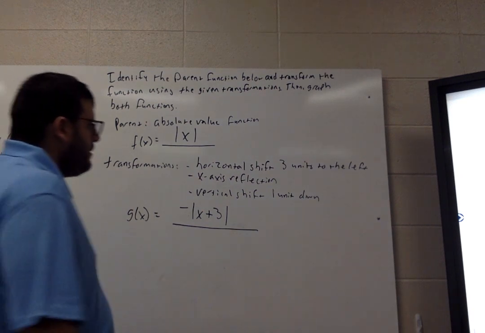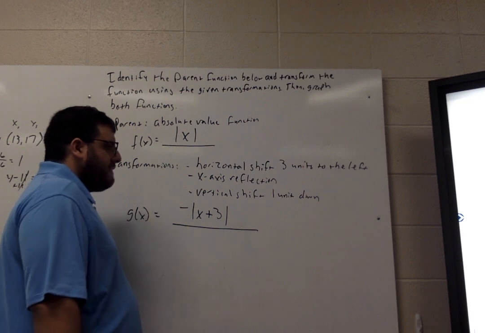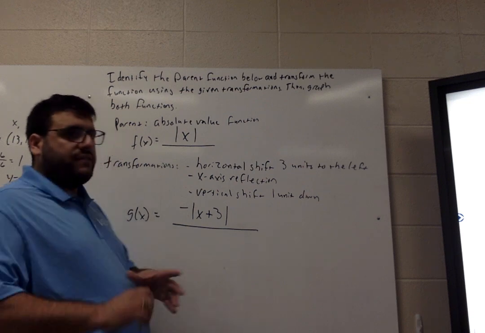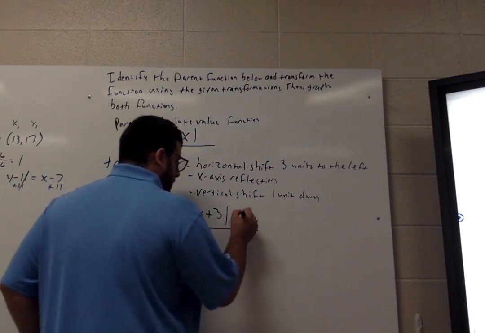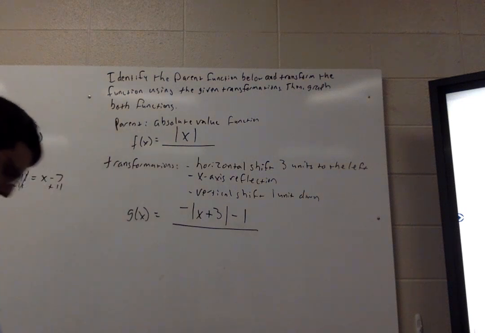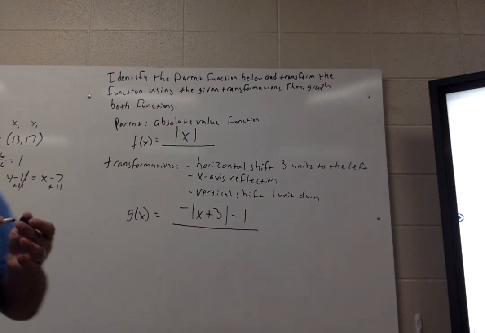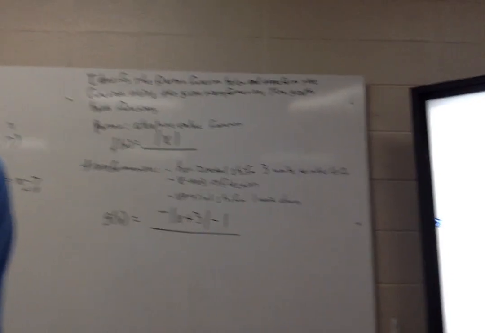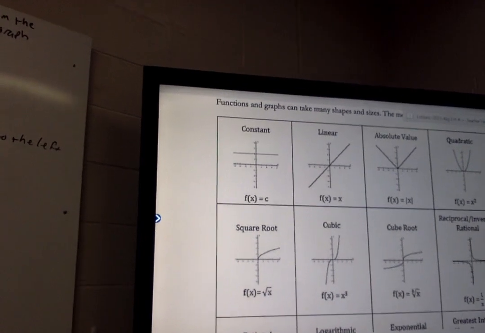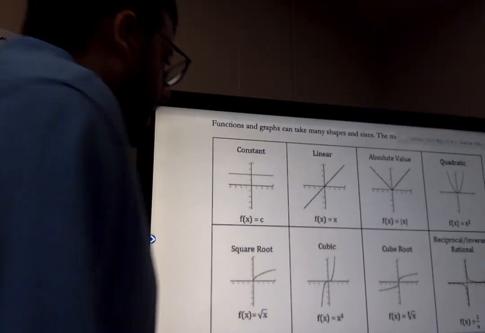Okay? Then we're going to take a vertical shift 1 unit down. Vertical shift affects the y values. So I'm going to subtract 1 on the outside here. Okay? There's my function. All right? Now I'm going to go ahead and graph this. So I'm going to make sure to graph both functions here. All right?